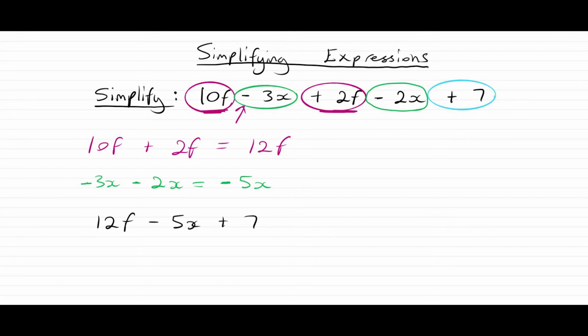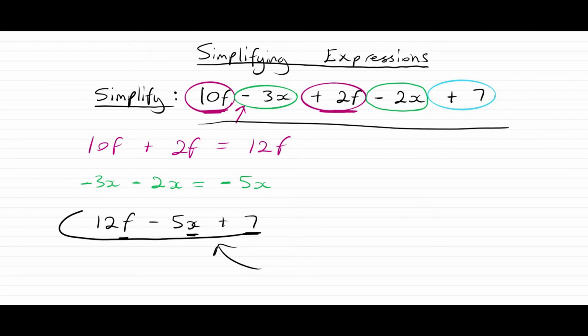And that is this whole thing simplified, okay? So this is your answer. And that can't be simplified any further because you cannot, like I said, combine terms that aren't the same, groups that aren't the same. You've got an F group here, an X group here, and a 7, a number group here. They cannot be combined. So this is your final answer. This is what you would write down as your answer in an exam, okay?